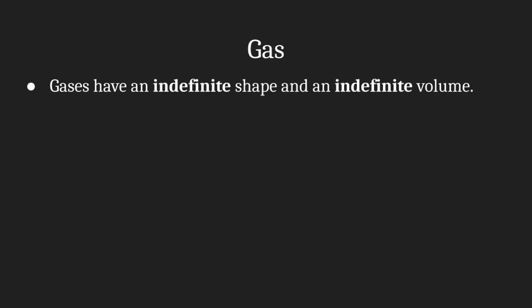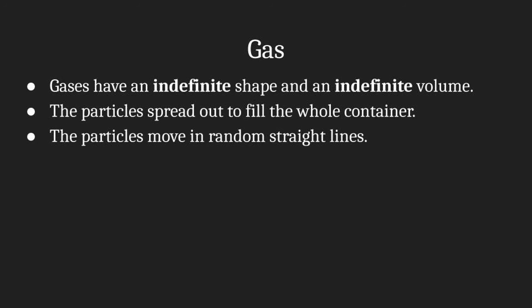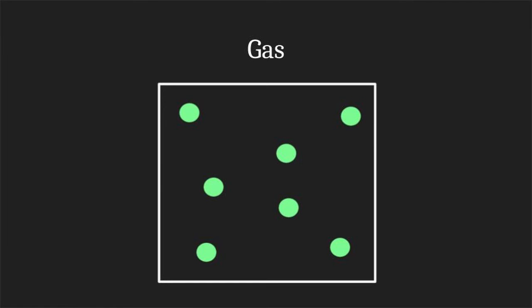Lastly, we are going to talk about a gas. Gases have an indefinite shape and an indefinite volume because the particles spread out to fill the whole container. So the volume of a gas will be whatever the volume of the container they're in is. And the particles move in random straight lines, and some examples of gases are steam and air. If we look at a particle diagram for a gas, we see that the particles are spread out throughout the whole container and aren't very close to each other.